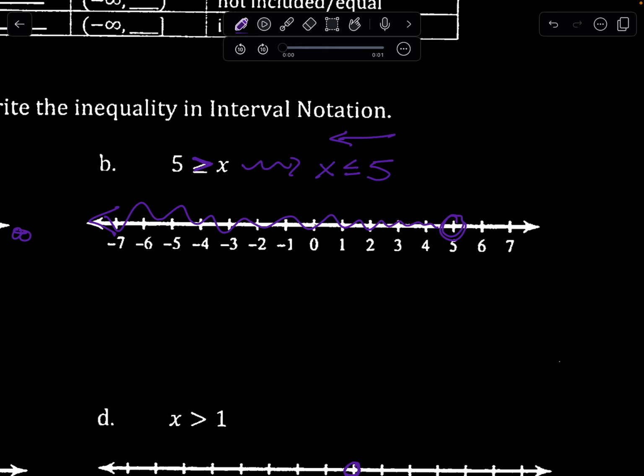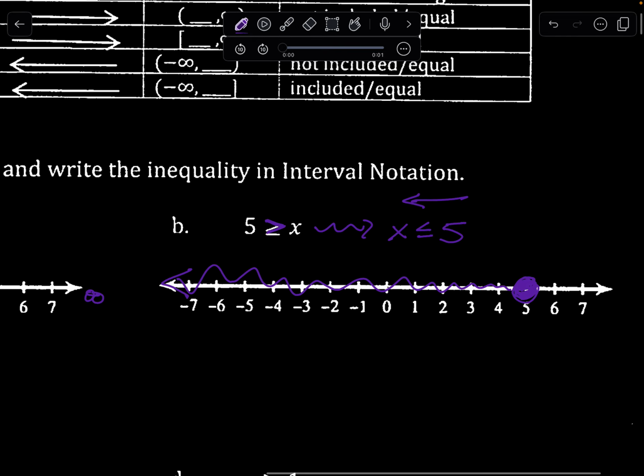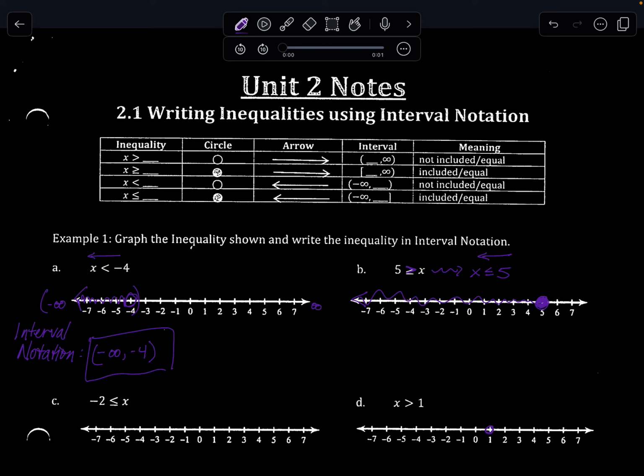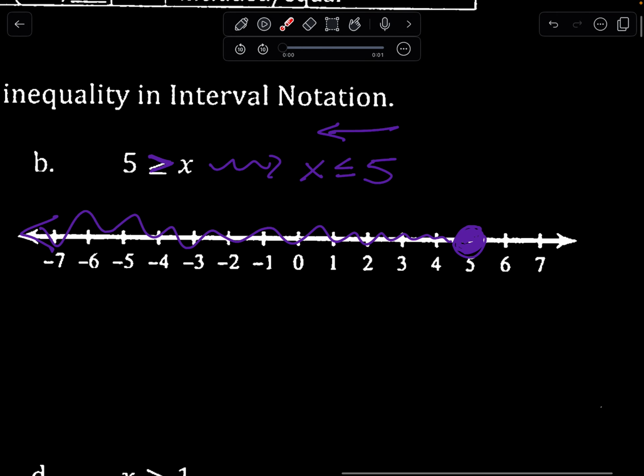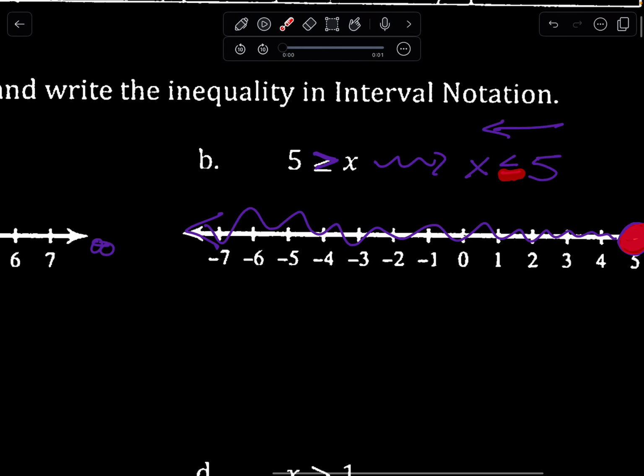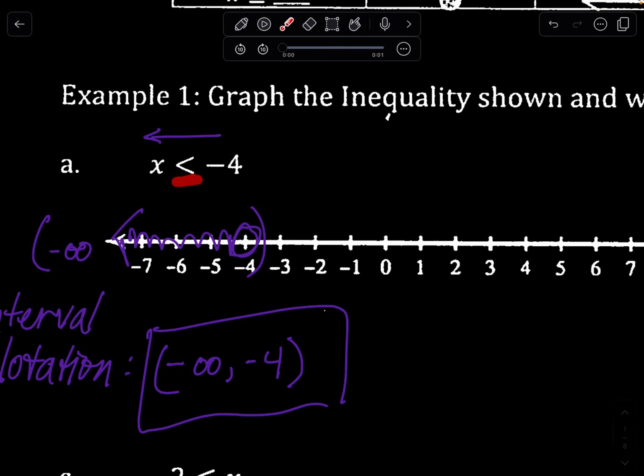Now, the difference with this one is the circle is going to be filled at 5. Why is that? Take a look here. What does the inequality look like for this problem? x is less than or equal to 5. Less than or equal to 5 is this one, and as you can see, the circle is going to be filled. The easiest way to remember this is to know that the line underneath the inequality tells us whether or not it's filled. If it has a line underneath, it's going to be filled. If it has no line underneath, it's going to be open.